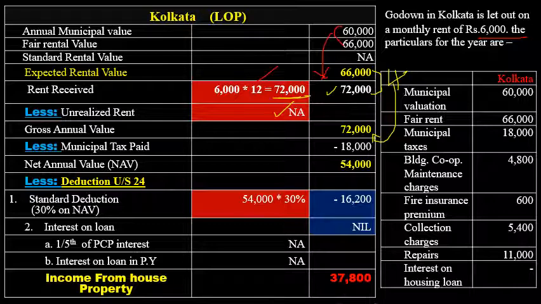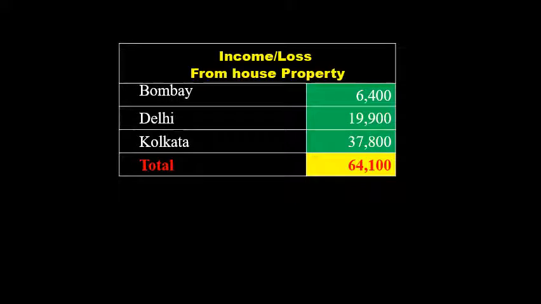Next comes municipal tax, it is 18,000, and after deducting municipal tax, the net annual value is 54,000. Next, deduction under section 24. The first one is the standard deduction, 54,000 into 30%, it is 16,200. Next, interest on loan, it's not given, no interest on loan for the third property, it's nil. So after deducting the standard deduction from the net annual value, the balance is 37,800, and that is the income of the Kolkata property.